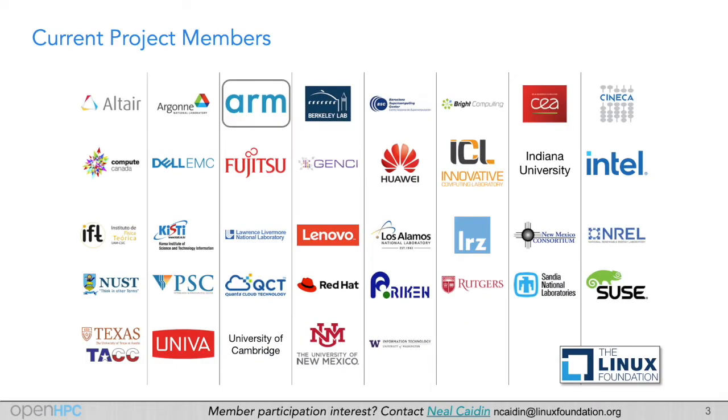In terms of membership, we have over 35 members who are participating in the community project. You can see them listed here. And I'd certainly like to acknowledge ARM, who has been an early member and supporter of the OpenHPC project. They've had active participation on our technical steering committee. And as you might suspect, they've been very instrumental in helping to contribute towards getting packages that are in OpenHPC up and running on the ARM ecosystem.